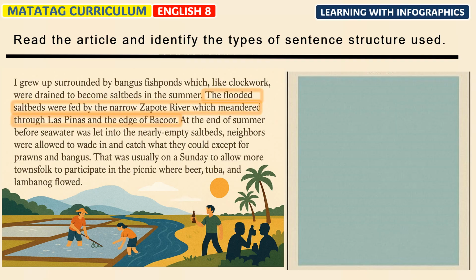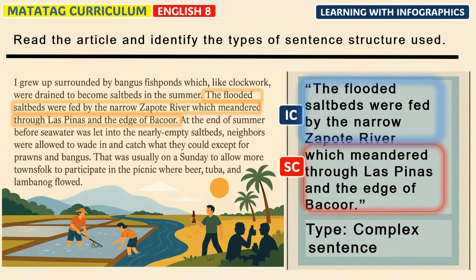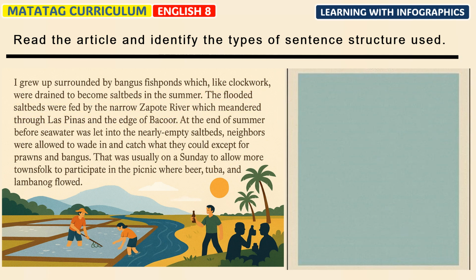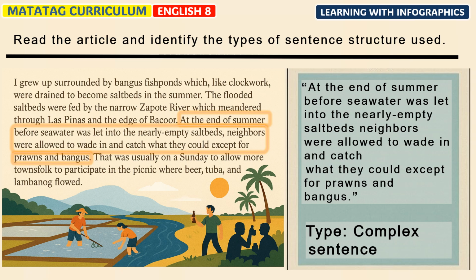The flooded salt beds were fed by the narrow Zapote River which meandered through Las Piñas and the edge of Bacoor. The structure of this sentence is complex. It has one independent clause and one subordinate clause. At the end of summer, before seawater was let into the nearly empty salt beds, neighbors were allowed to wade in and catch what they could except for prawns and bangus. The structure of this sentence is complex. It has one independent clause and one subordinate clause.